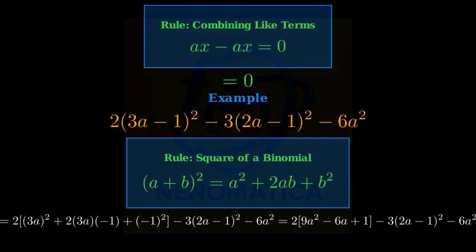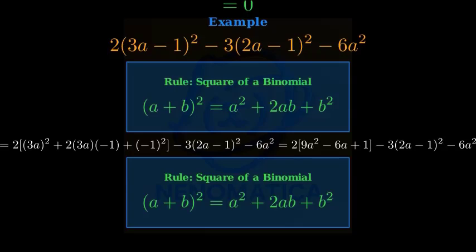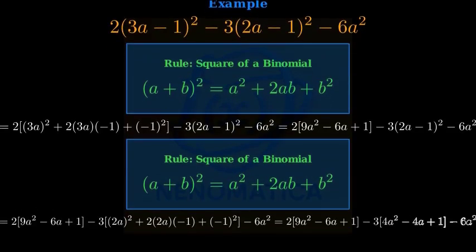Now, let's expand the second squared term. We'll apply the same binomial square formula. For the second term, we have 3 times the square of 2a minus 1. This means 3 times the quantity 2a times 2a plus 2a times negative 1 plus negative 1 times 2a plus negative 1 times negative 1.